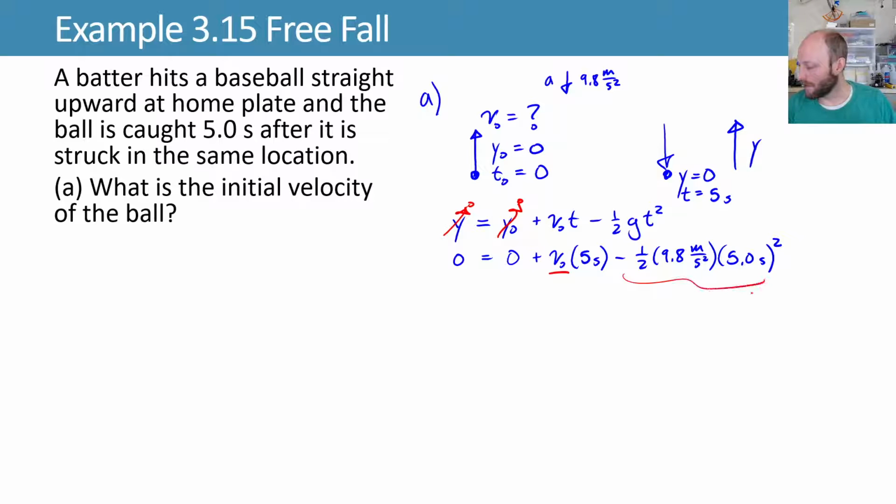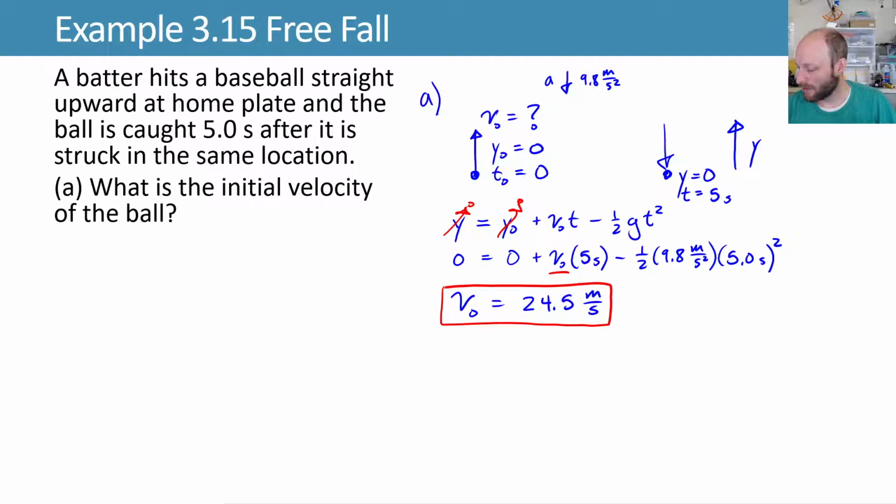So you can move this term to the other side, divide it by 5, and you should get that my initial velocity for 5 seconds worth of goes up, comes back down. It had to have been traveling at 24.5 meters per second initially. Now again, this is neglecting aerodynamic drag. So if you have aerodynamic drag, that means it slows it down on the way up, but it also slows it down as it's falling back down.